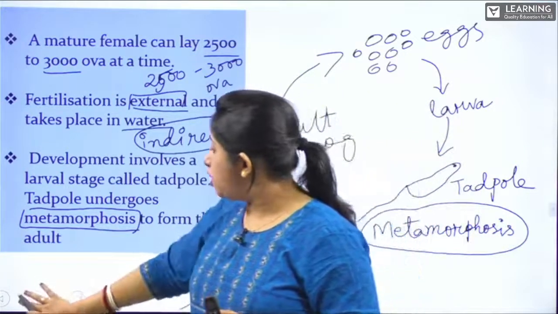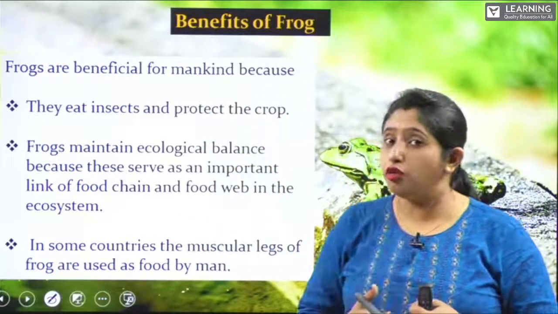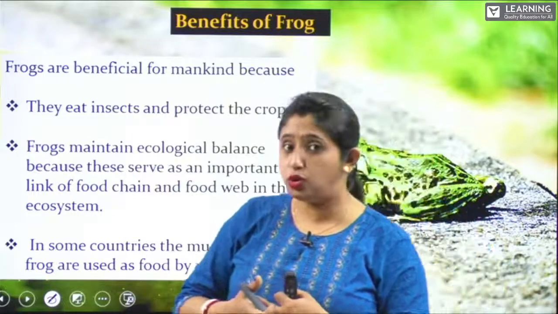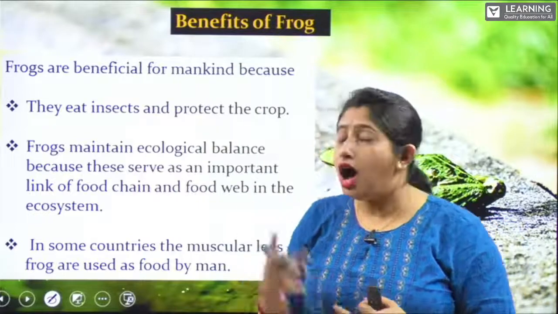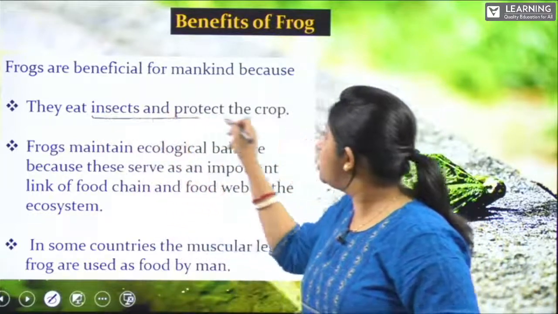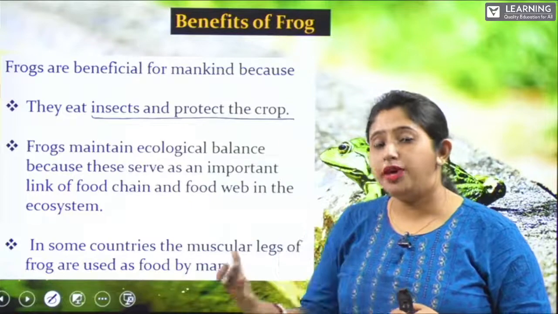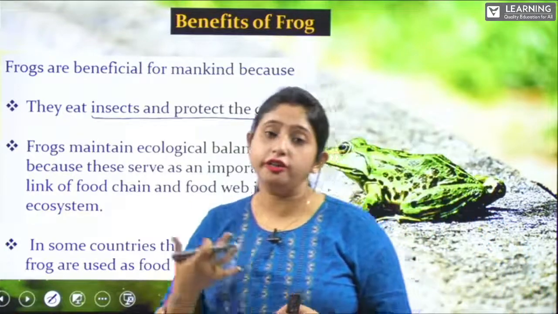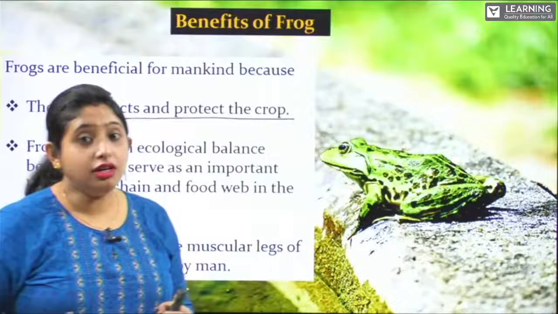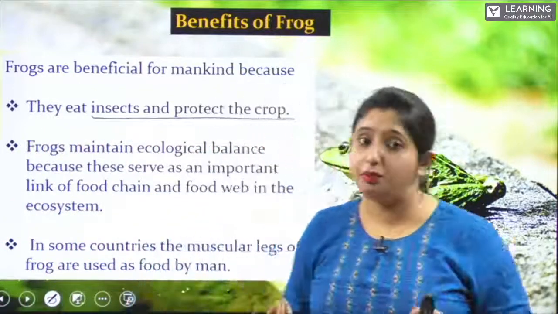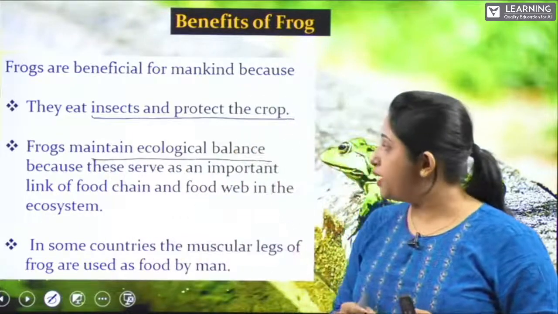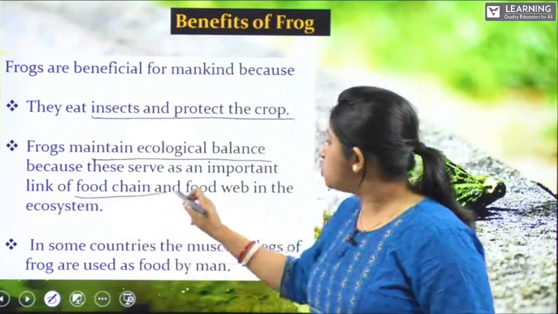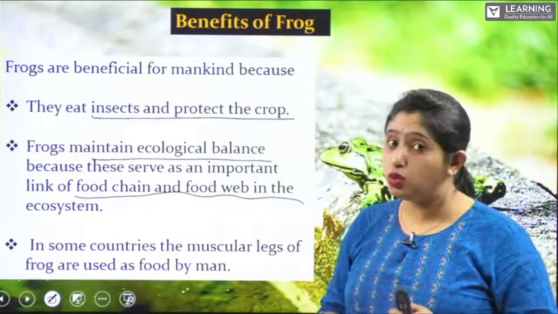So this is about how they reproduce. Next, let us learn the benefits of the frog. Are the frogs beneficial to us? Are the frogs beneficial to the ecosystem? Yes, they are. How? Because they eat insects and protect the crops. So they are beneficial for the farmers, in the field of agriculture. They eat the insects and prevent damage to the crops. They maintain the ecological balance. They are a source of food in the food chain and food web in the ecosystem.